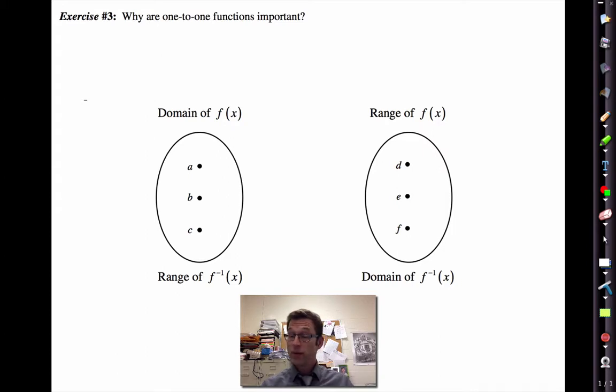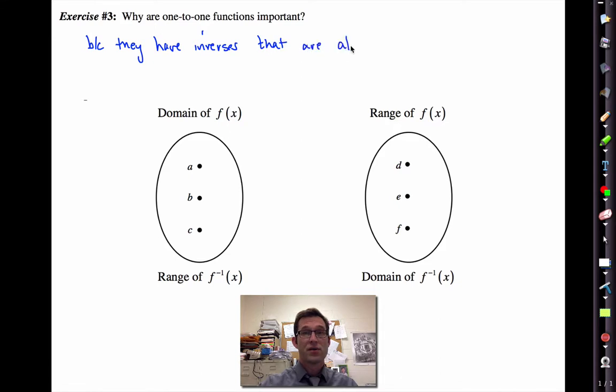All right. Well, from last year, one-to-one functions are important because they have inverses that are also functions. Now, some math teachers will say this incorrectly. They'll claim that only one-to-one functions have inverses. That's not true. All functions have inverses. All functions can be invertible. The question is whether or not the inverse of a function is also a function.